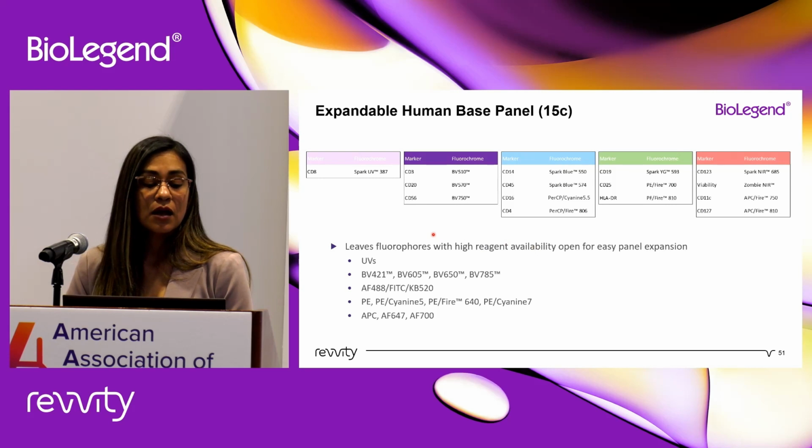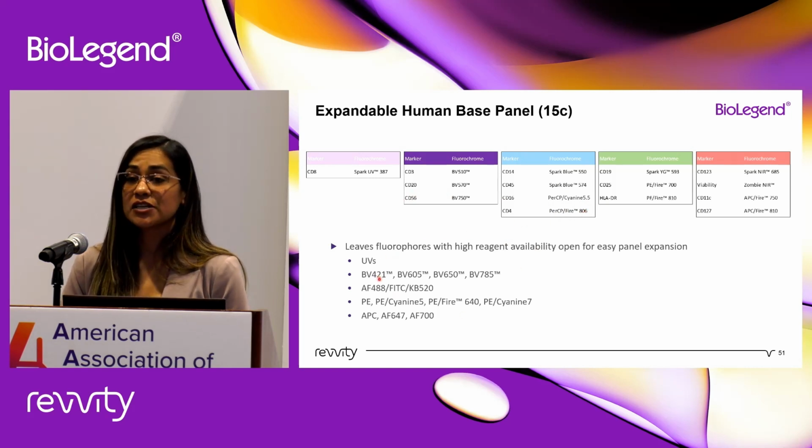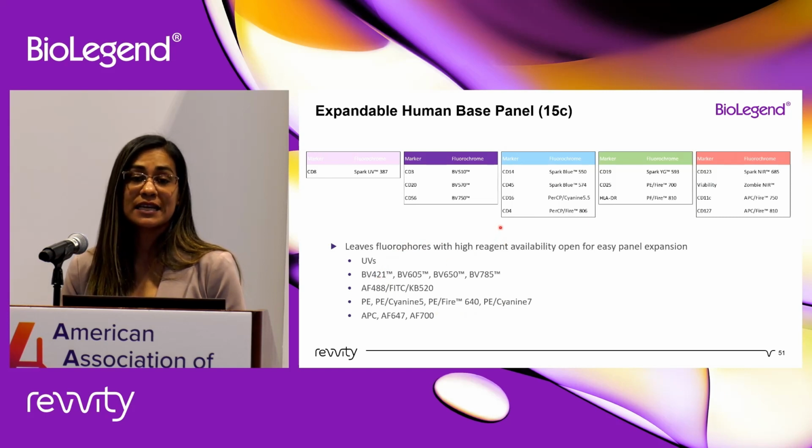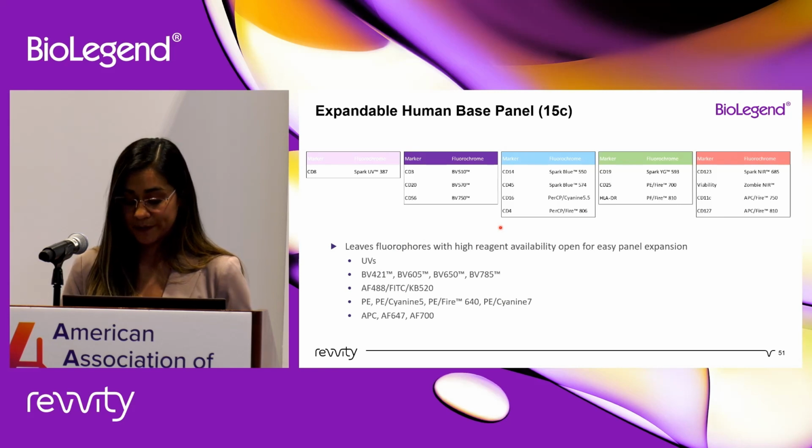This panel comes with some basic markers to identify T cells, B cells, myeloid cells, but leaves many fluorophores with high reagent availability. That way you can easily expand it and put the markers that are more relevant for your research.